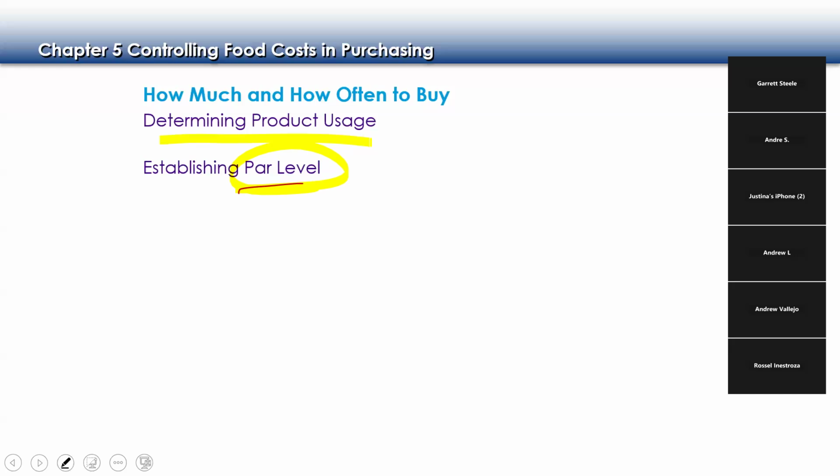Okay, so if we take a look at number 6 on our notes page, we're going to establish our par. So there's 2 different ways. One way is the similar daily usage. So if we use the same amount every single day, all we have to do is multiply the daily usage by the number of days in between deliveries. So 6A is multiply.